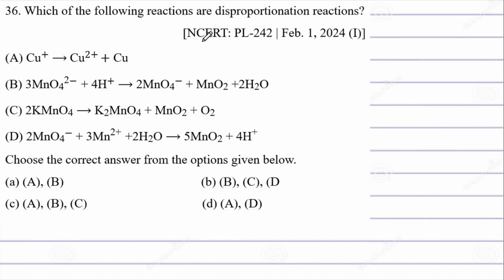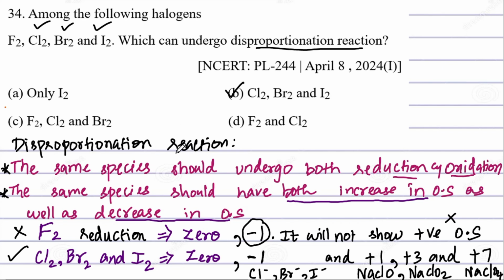Which of the following reactions are disproportionation reactions? So already we saw the condition for disproportionation reaction. For a disproportionation reaction, the same species should undergo both reduction and oxidation. So how to identify reduction and oxidation? It means the same species should have both increase in oxidation state as well as decrease in oxidation state. So we can tell that the reactant should be present in intermediate oxidation state. So when it is present in intermediate oxidation state, it will show both increase in oxidation state as well as decrease in oxidation state.